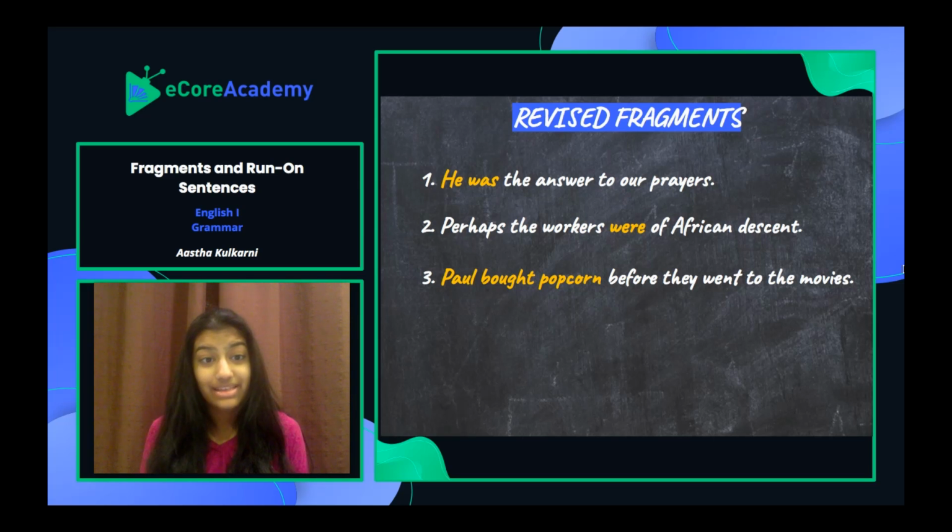You can simply tag that on at the end of it. You don't need a comma or anything because it makes sense without a comma. So then the sentence would just read, Paul bought popcorn before they went to the movies. So it's as simple as that. Paul bought popcorn is still a sentence. You add that fragment to it, and it's just making a longer, more detailed sentence.